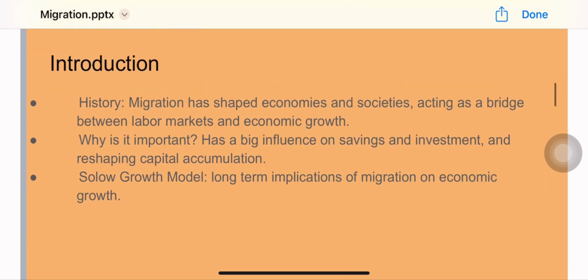Okay, quick introduction on our topic. So a little history about it. Migration has shaped economies and societies, acting as a bridge between labor markets and economic growth. And why is this so important? Because it has a huge influence on savings and investment and reshaping capital accumulation. And the Solow growth model has been great for us while doing this because its long-term implications of migration and economic growth just fit great for our topic.